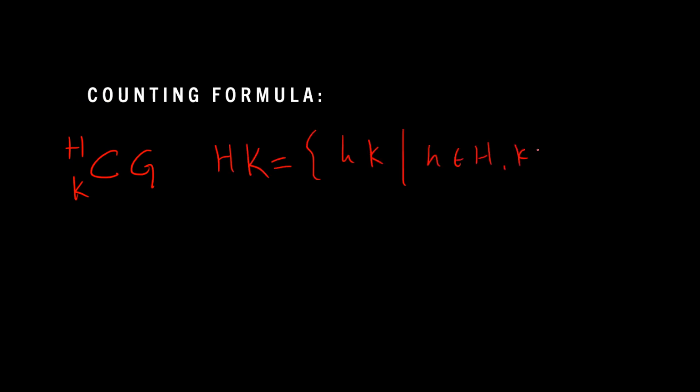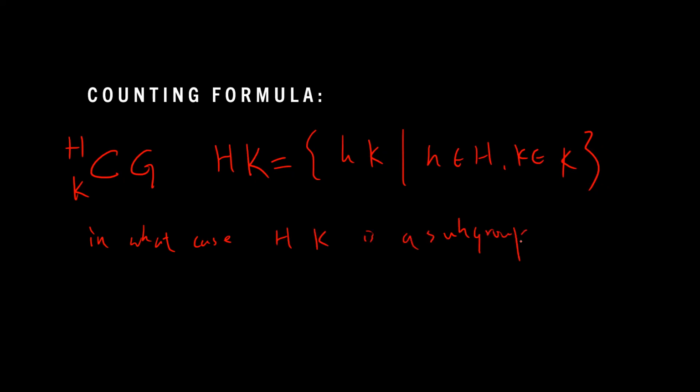Okay, welcome guys. In this video, let's deviate a little bit and talk about a counting principle, or counting formula. What I want to prove is that if H and K are both subgroups of G, one can define a set called HK, which is basically the set of products hk, where h belongs to H and k belongs to K. I want to investigate in what case HK is a subgroup.